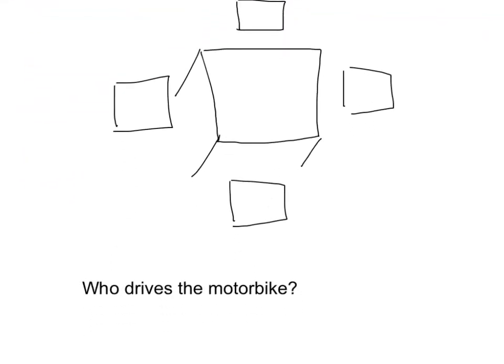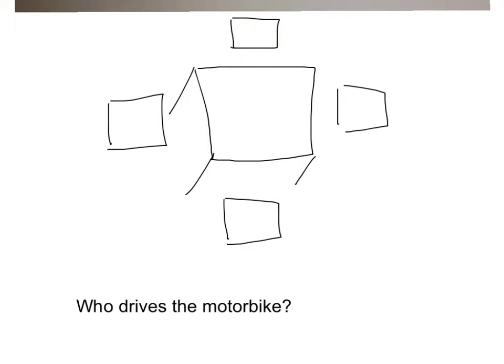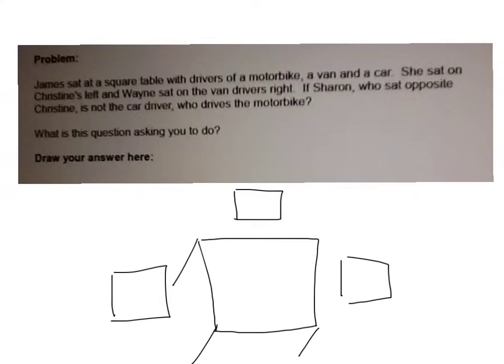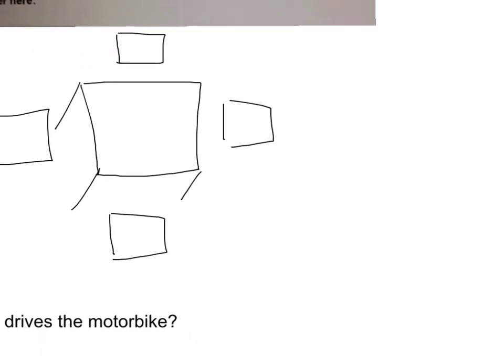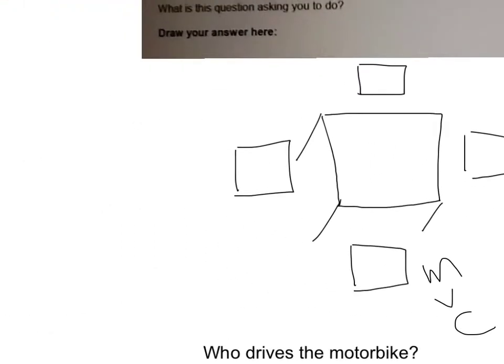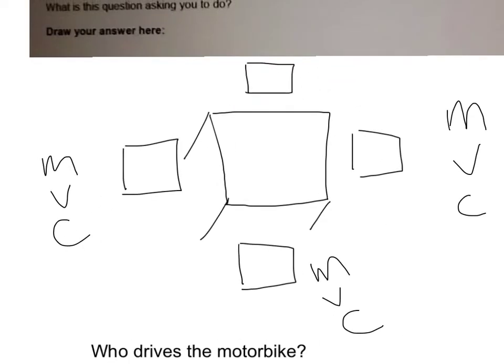So here's the question we're trying to answer. Who drives the motorbike? I've drawn a nice table here that will help us. So we've got 3 different things that people could be driving. Motorbike, a van and a car. So next to each chair, to start with, I'm going to go with motorbike, van and car. Motorbike, van and car. And a motorbike, a van and a car. That'll just give us something to cross out a bit later as we knock things off.